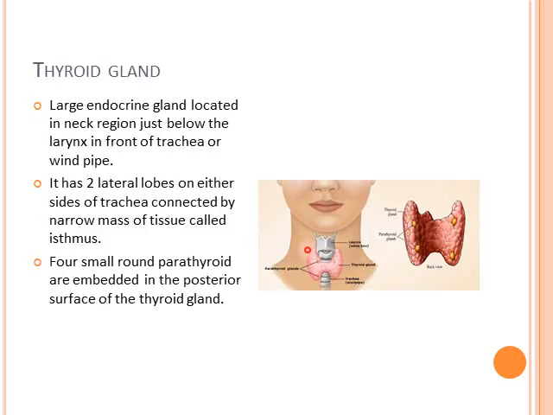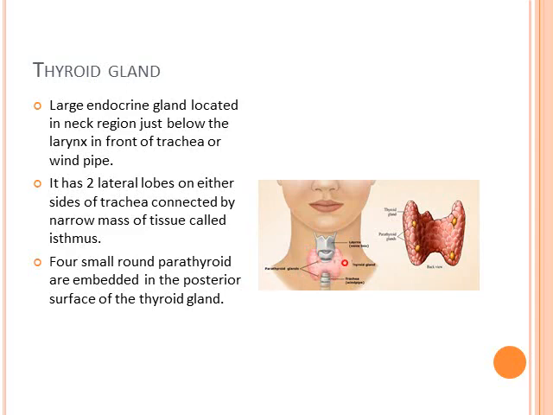Now here we start with the thyroid gland. Let us look at this diagram. Let us follow the pointer to this large thyroid gland, which is pinkish in color. It is located near the neck region, below the larynx and in front of the trachea.